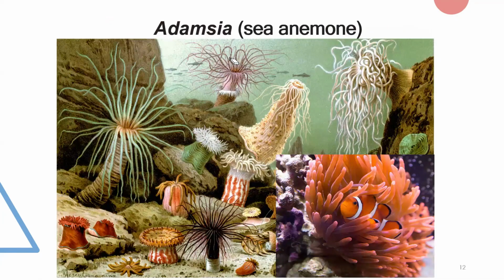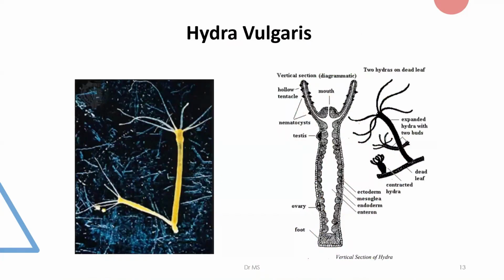And here is Adamsia, the sea anemone. You can see the Finding Nemo structure. Okay, Finding Nemo, that's a movie. They will show this fish, and these anemones here will show a symbiotic relationship. We'll see what that is. So these are different sea anemones, which are fixed to the ocean floor. You can see here they are fixed to the ocean or to the rocks. So Hydra vulgaris.